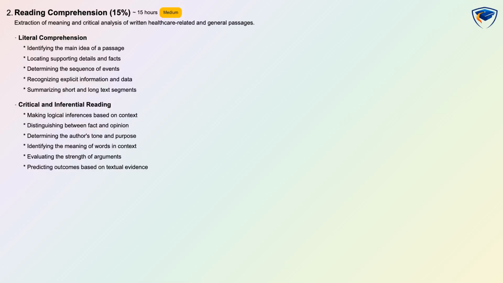Reading comprehension makes up 15% of the test, is medium difficulty, and has an estimated 15 hours of study with scenario-based assessment. You will learn literal comprehension skills such as identifying main ideas, locating supporting details, and sequencing events. You will also develop critical and inferential reading skills like making logical inferences, distinguishing fact from opinion, identifying author tone and purpose, and evaluating the strength of arguments.